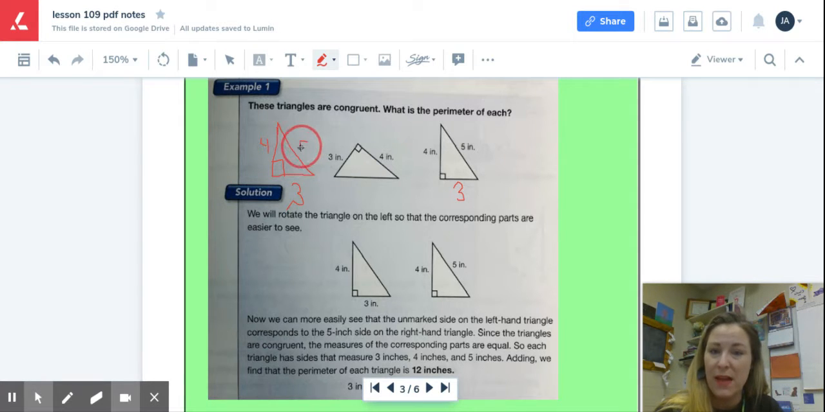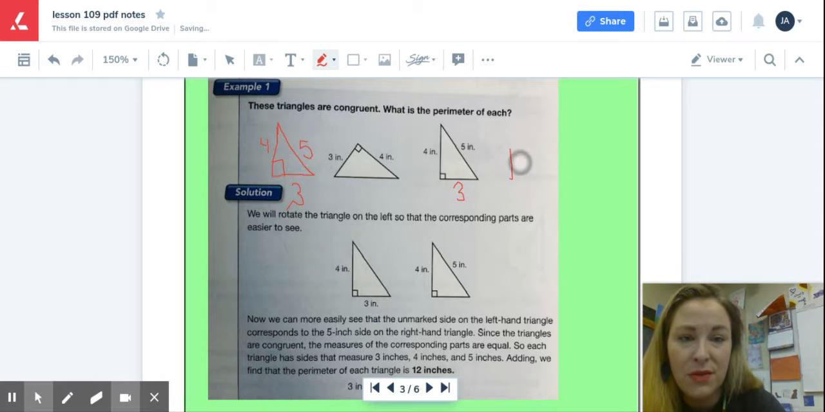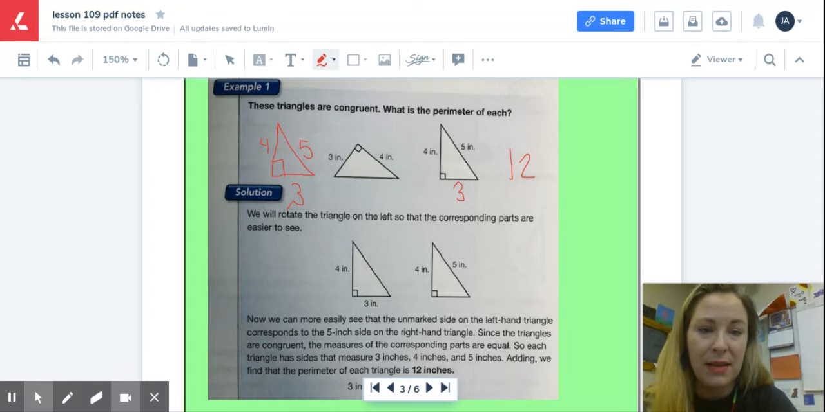This one is 5. So now ultimately they're asking us, well, what's the perimeter of each? We need to add up our side lengths, and that's our perimeter. So maybe if I switch to my stylus pen, this will be easier. We have 4 plus 5 is 9, plus 3 more is 12. And if I write that here, 12, and it's inches.